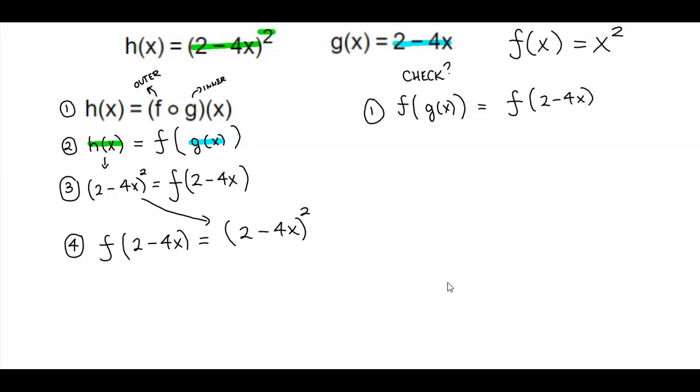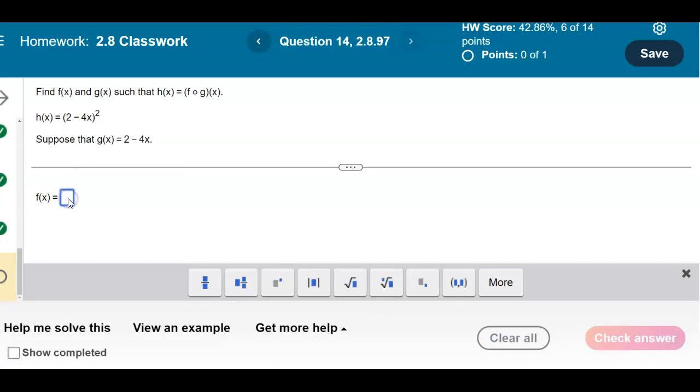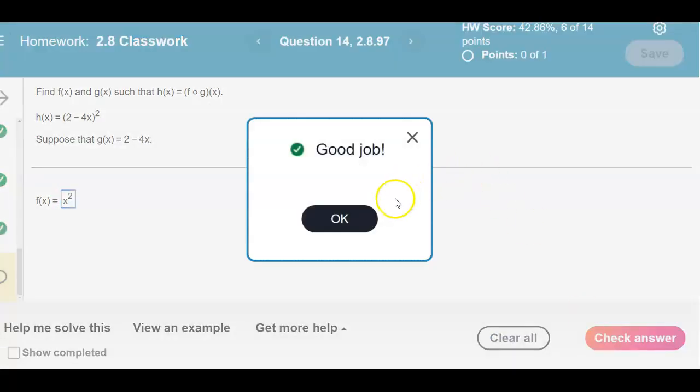That's step 1. Now for step 2, we know that f of x, because we set it up here, is equal to x squared. So using the input of 2 minus 4x, if we plug that in for x, that means we would have to square it. So it does check. So therefore, f of x is going to equal x squared, and that gives us the answer.